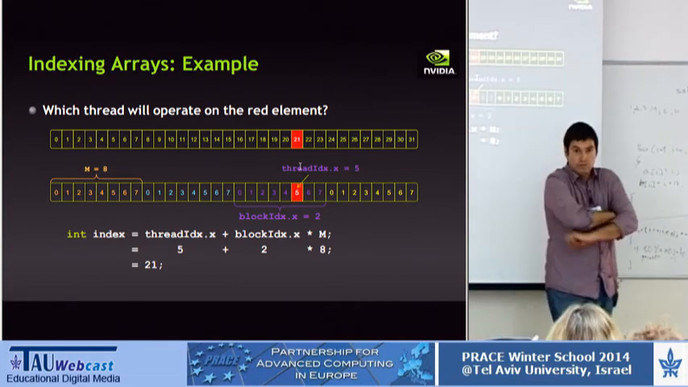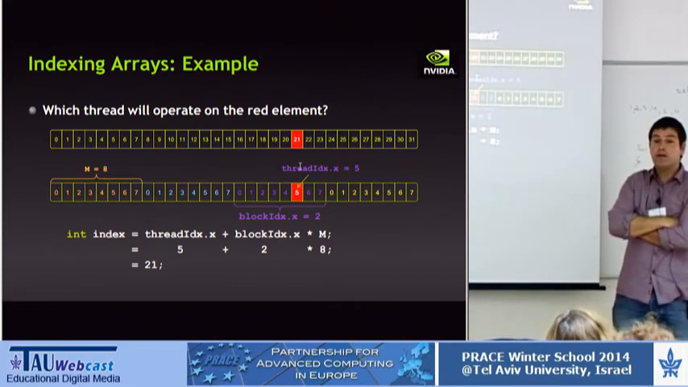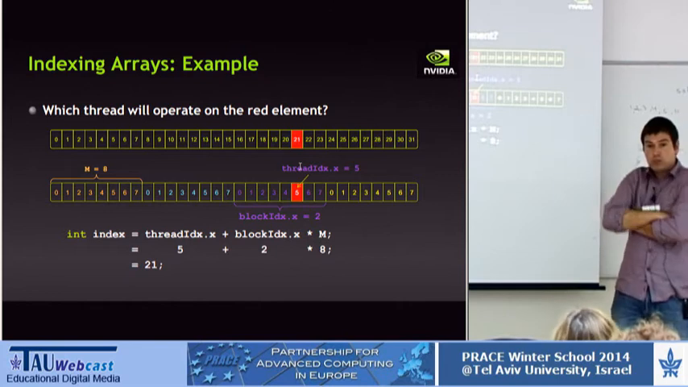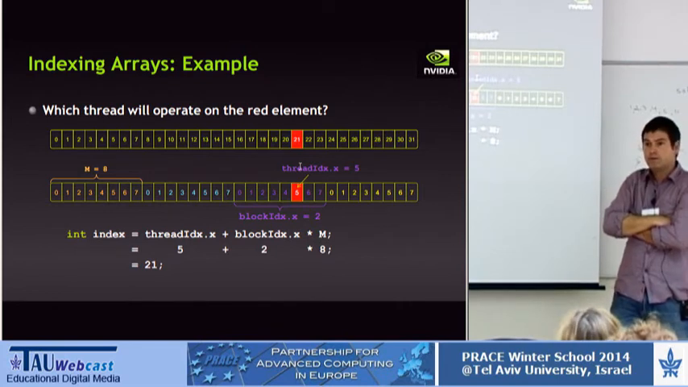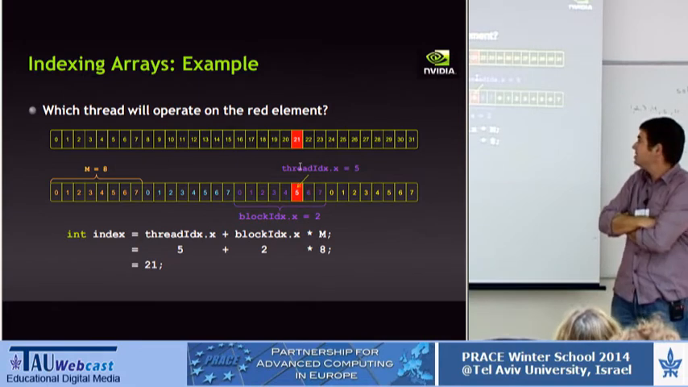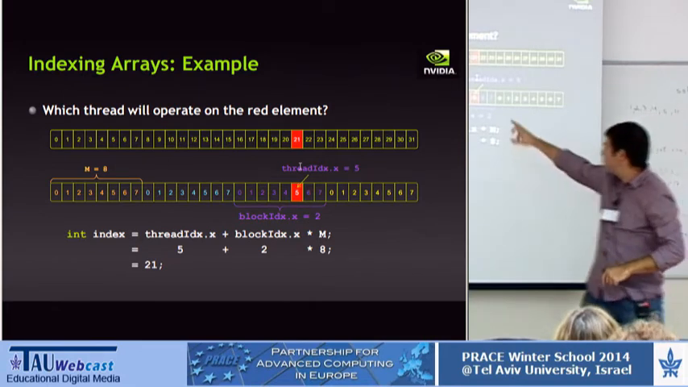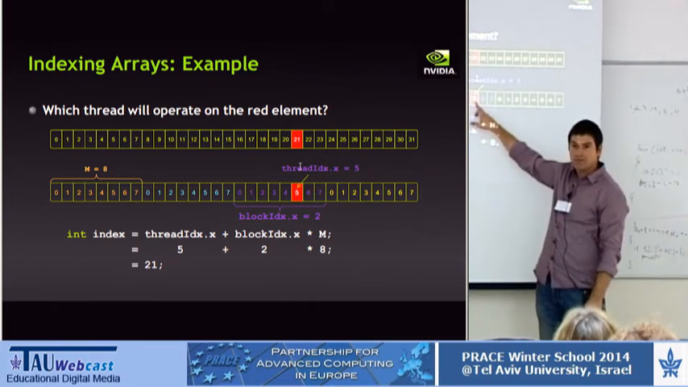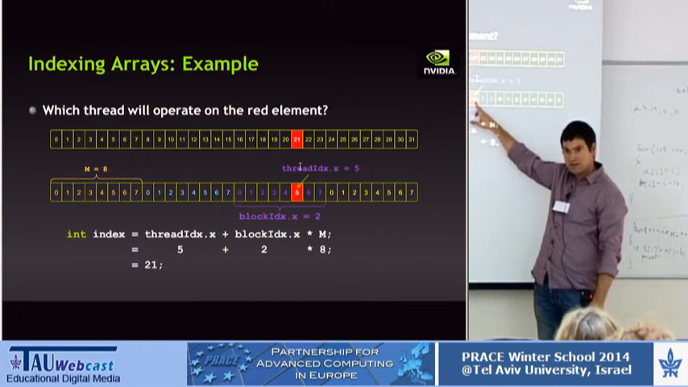Do grids contain some elements? No, there are no elements here. It's just numbers so far. 5 is the index of the thread in the block. It's not the last block, it's this block, block number 2. So number 5 is the index in block number 2.